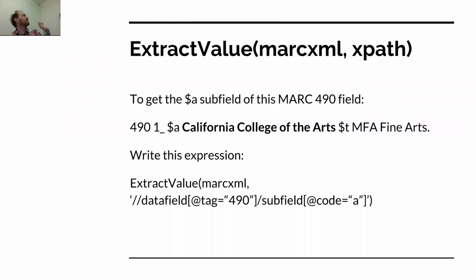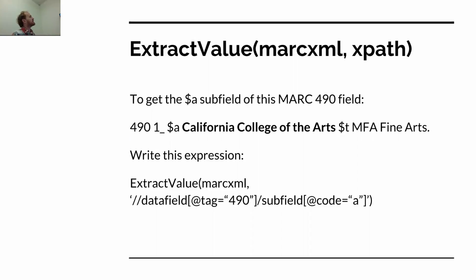Okay, so you can extract data from specific MARC fields, is the important thing. So basically, it's unfortunately another piece of syntax you have to memorize. It's this extract value function, and the way it works is you go extract value, open paren, MARC XML, comma, then you do what's called an XPath expression, which I'll explain in a little bit, and then close paren.